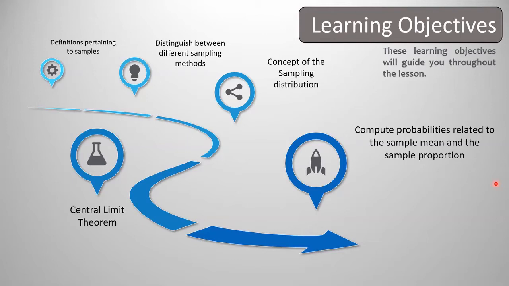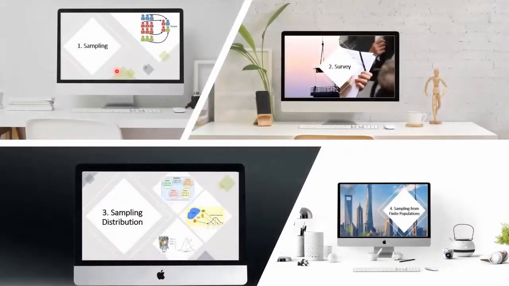And now let's look at the whole lesson breakdown. So we have 4 sections. The first section we will be looking at sampling. The second section we will have a brief introduction into survey. And the third section sampling distribution. And the fourth and final section is sampling from finite populations.